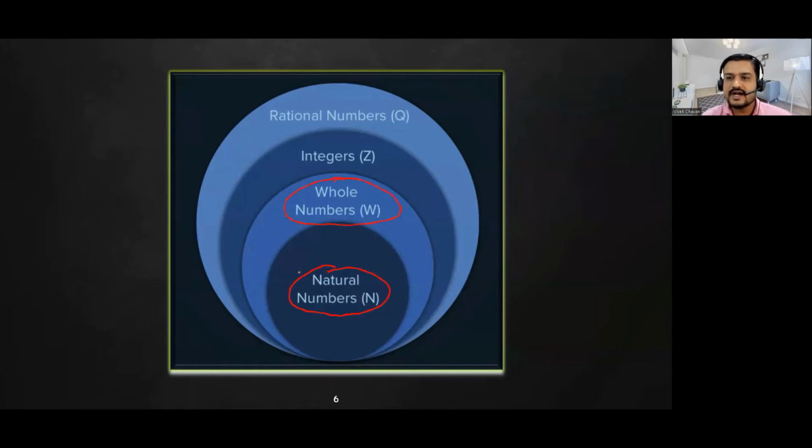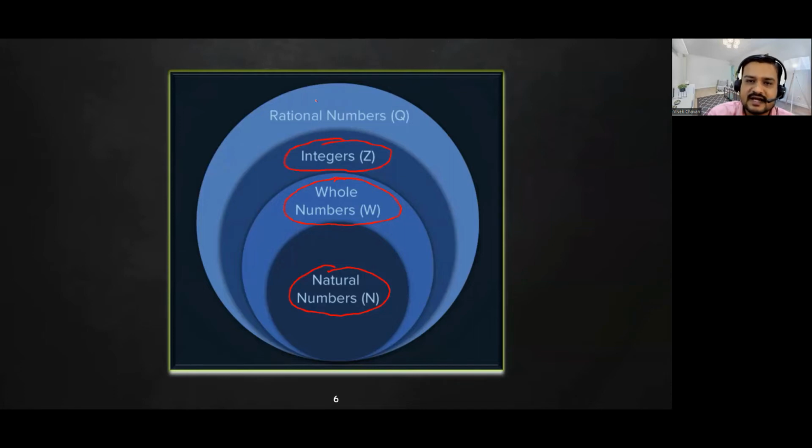Okay. Then we added a few more members, that is negative natural numbers, to the family of whole numbers, and we got a new family, that is integers. So that's why integers is represented by a bigger circle, because the family members are increasing. So we have to increase the size of the circle also. Getting my point?